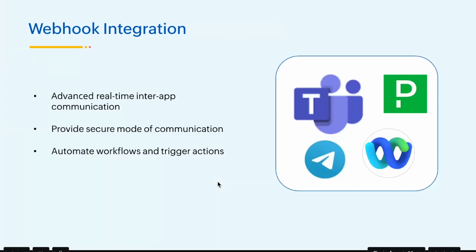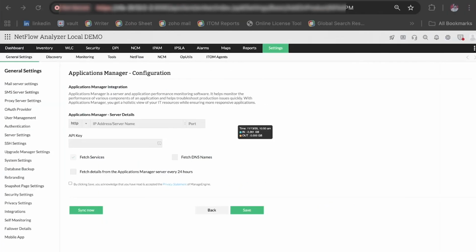You can also integrate webhooks with NetFlow Analyzer to send information to the specified webhook URL of, let's say, any integrated application such as Microsoft Teams, Cisco WebEx, Telegram, and PagerDuty. So when any network incident occurs, you can easily transfer app data or alarms to the URL you have specified without any hassles. Let me show you how to invoke a webhook in the UI. So we'll go back to the UI.